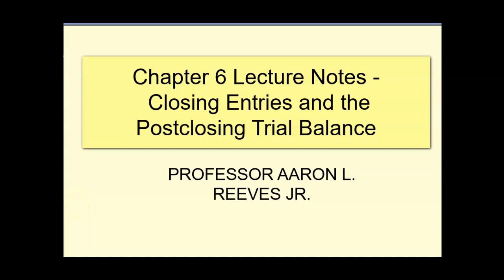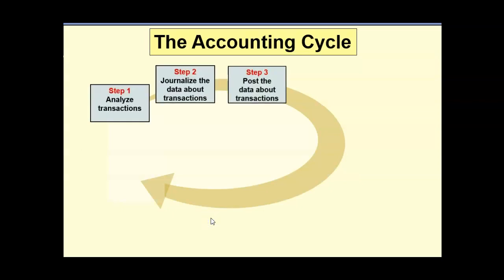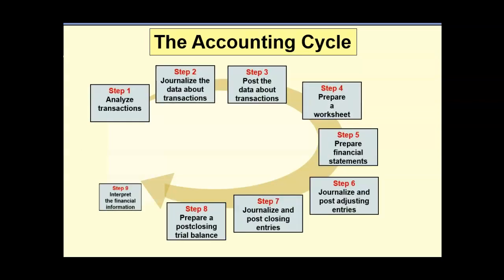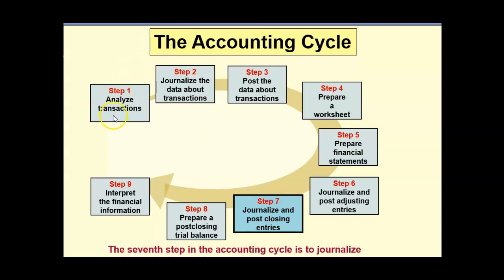Chapter 6 focuses on closing entries and preparing what is known as a post-closing trial balance. So we have now come to the end of the accounting cycle, which is a series of steps that take place during the accounting period where we take our everyday business transactions and turn them into useful accounting information. So we've covered steps 1 through 6 in chapters 4, 5, and 6. We're going to now focus on step 7, learning how to journalize and post closing entries.